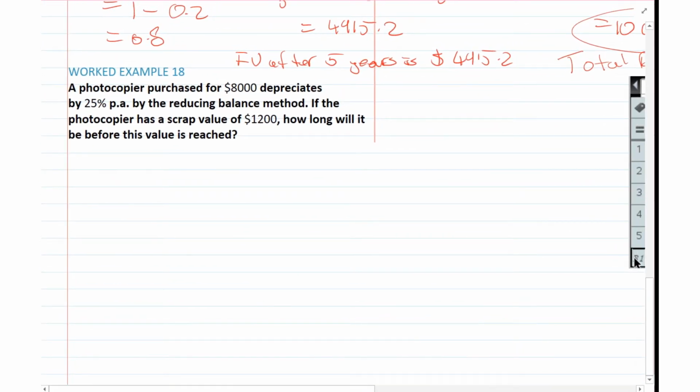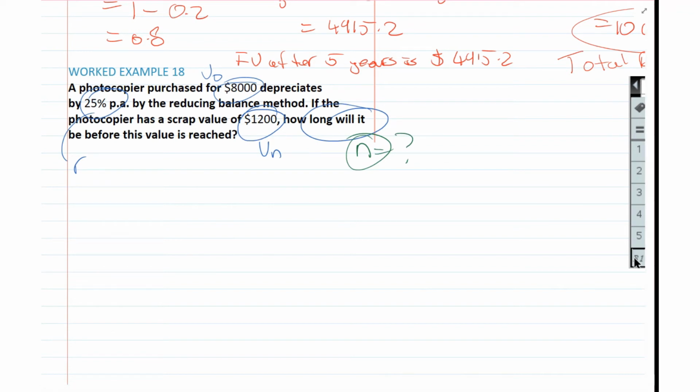All right. In this case, a photocopier was purchased for 8 grand. That's your V0. That's your R. This is your scrap value, so that's your VN. How long will it be? That is your N. That is your unknown. You're solving for N in this case. You could write those out if you wanted to and put a question mark next to it, or highlight it so you're clear of what you've got. So let's look at that.